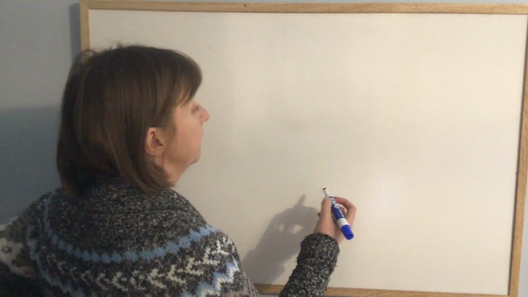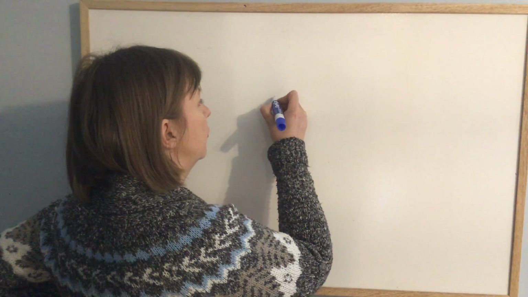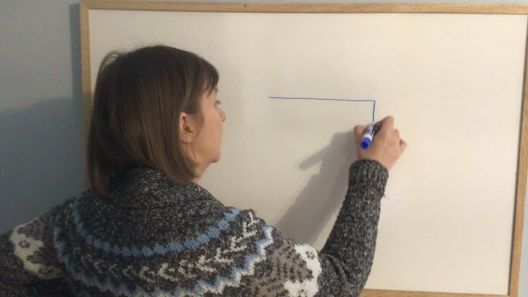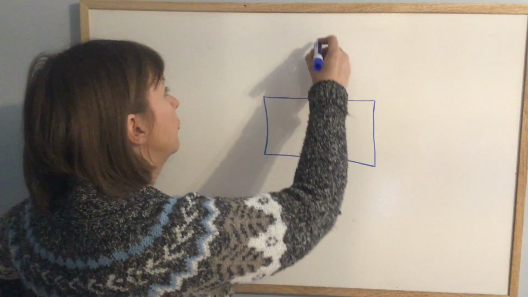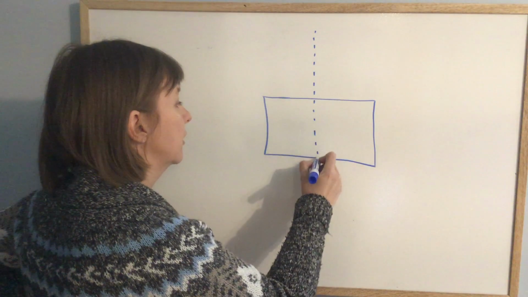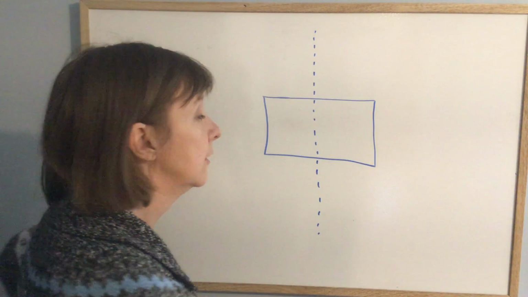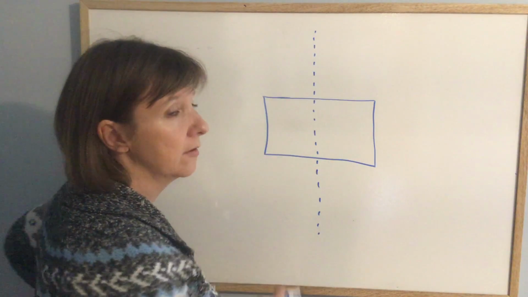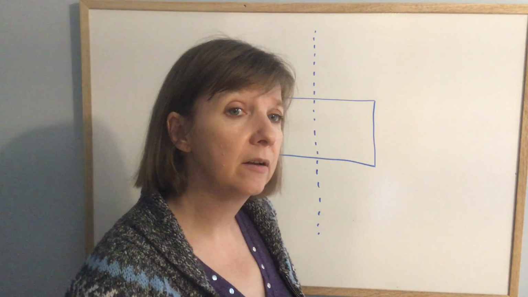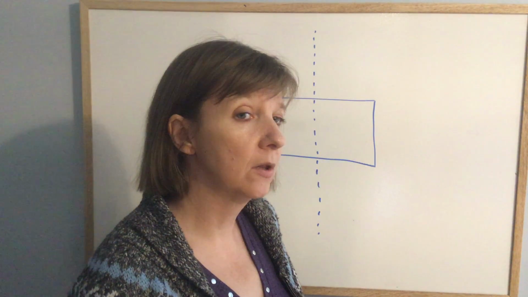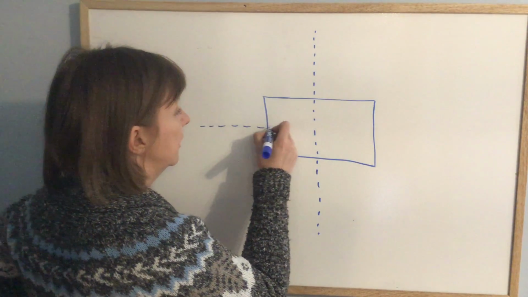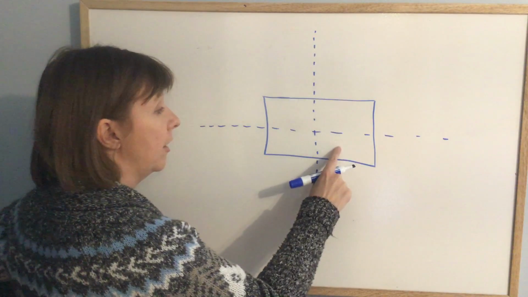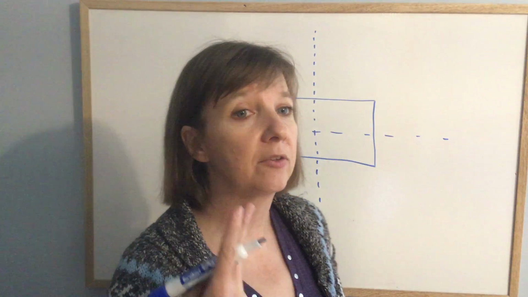So if you have a rectangle, and if I was to draw a line directly vertically through that rectangle, it's the same on this side as it is on this side. That is called a line of symmetry. This one is a vertical line of symmetry. I could draw it horizontally as well, and it's the same on the top as it is on the bottom. So a rectangle actually has two lines of symmetry, okay?